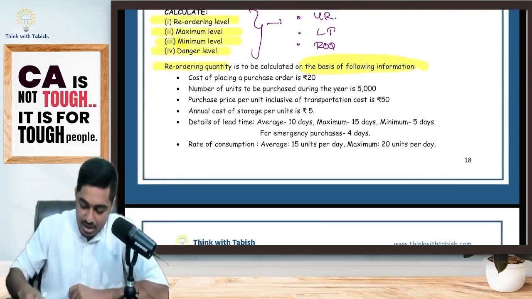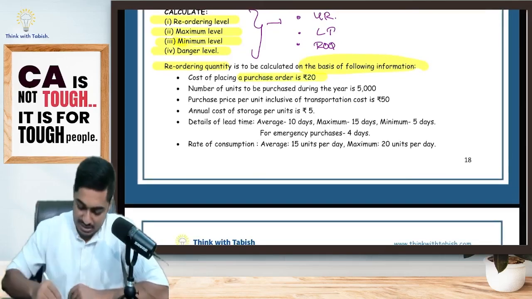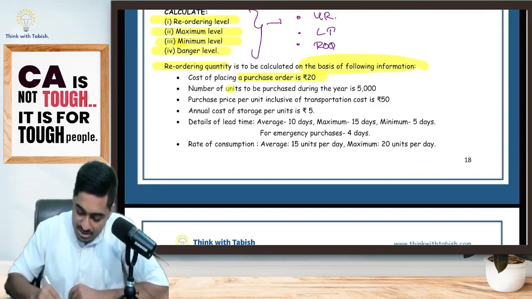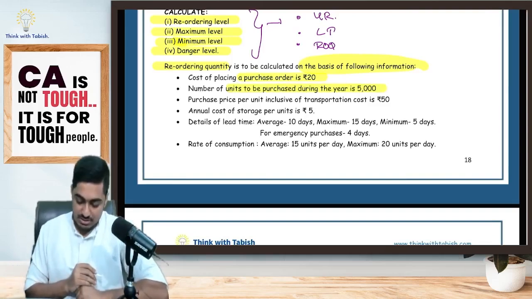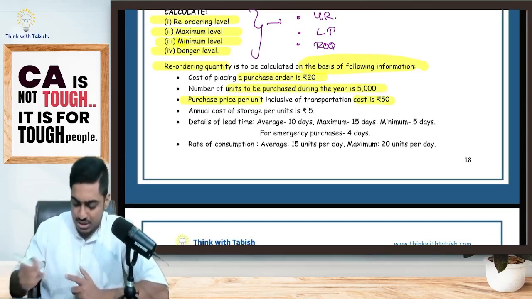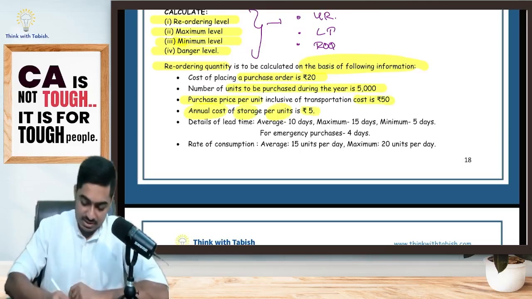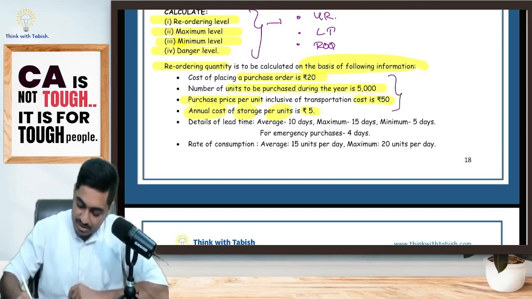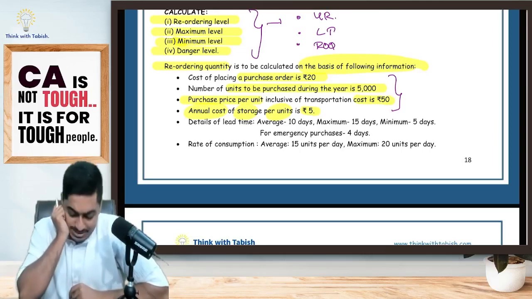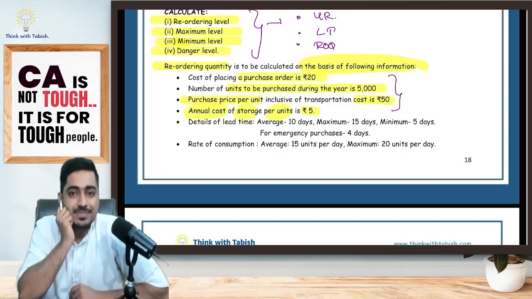Let me see. Cost of placing a purchase order is 20. Number of units to be purchased during the year is 5,000. Purchase price per unit, inclusive of transportation, is 50. Annual cost of storage per unit is 5. Sir, this kind of data we have seen somewhere. Where did we see it, sir? Students, tell me.